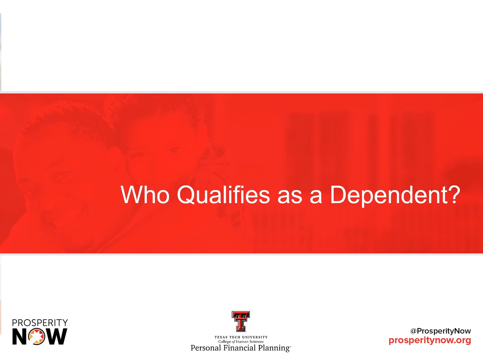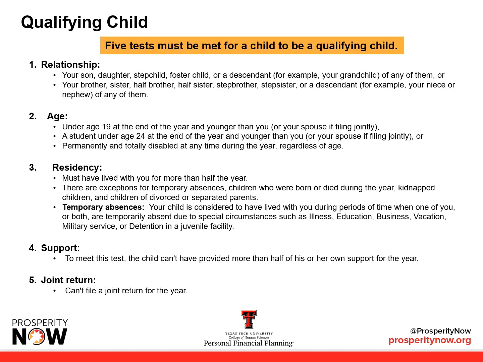So let's talk about how someone qualifies as a dependent. For a qualifying child, 5 tests must be met. 1. Relationship. Your son, daughter, stepchild, foster child, or descendant, for example, your grandchild, or your brother, half-sister, half-brother, sister, stepbrother, stepsister, or descendant, for example, your niece or nephew. 2. Age. They must be under the age of 19 by the end of the year and younger than you or your spouse if filing jointly.